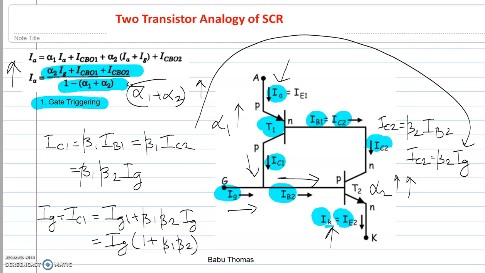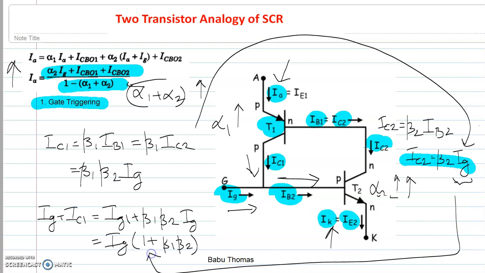Earlier we know that IC2 is nothing but beta 2 times IG. Now, in terms of this IG, what we have is the term coming from over here, that is IG into (1 plus beta 1 plus beta 2). So the new IC2 will be equal to beta 2 into (1 plus beta 1 beta 2) into IG.